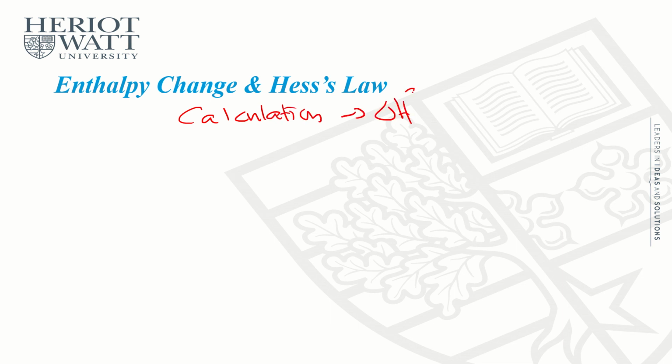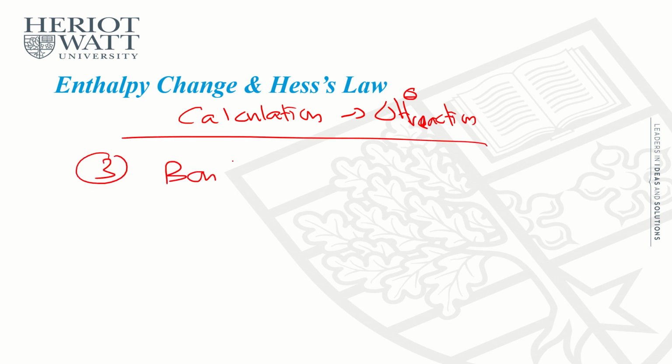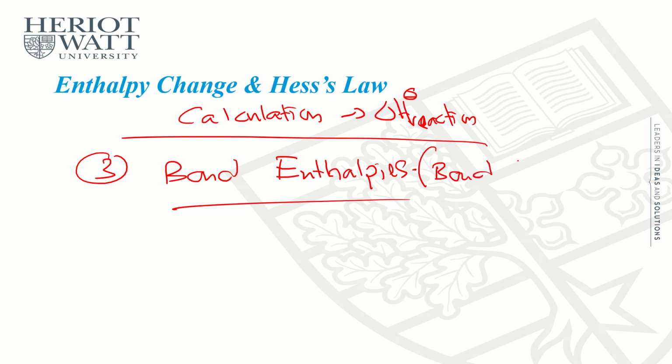For enthalpy change of reactions, any reactions. So what is the third method here? The third one is using bond enthalpies. Now, what is that bond enthalpy? It's also known as bond energy. Now, this one you have to refer to the data booklet. And what is the bond energy for them?